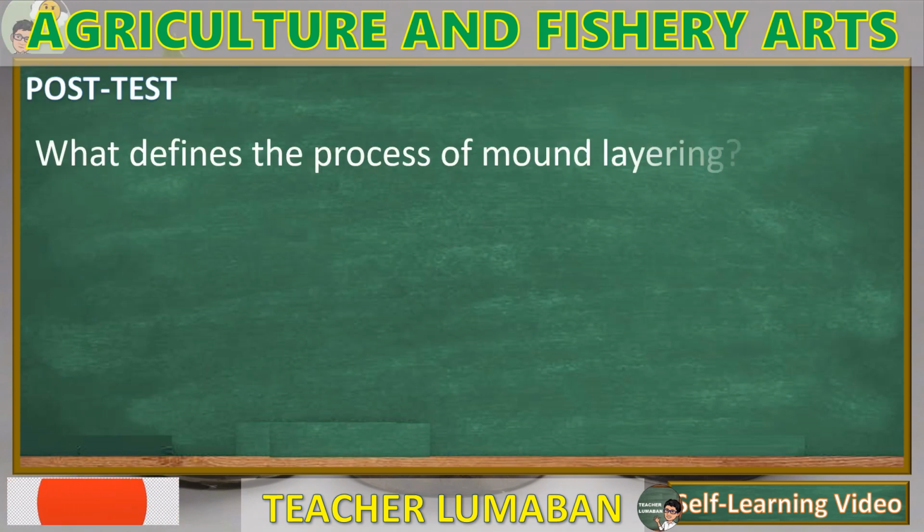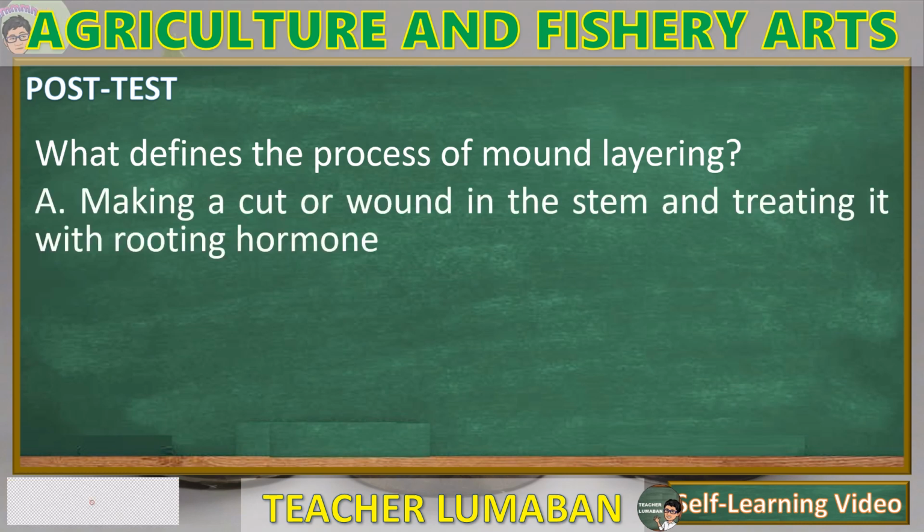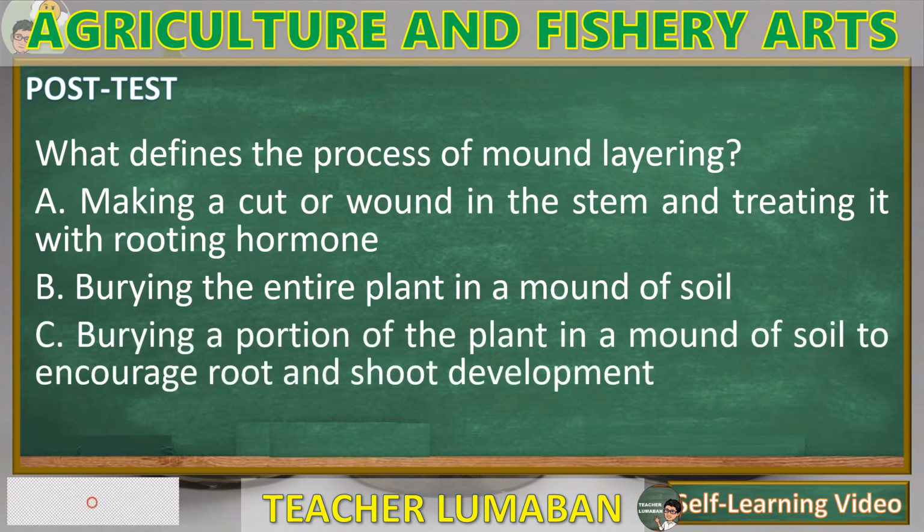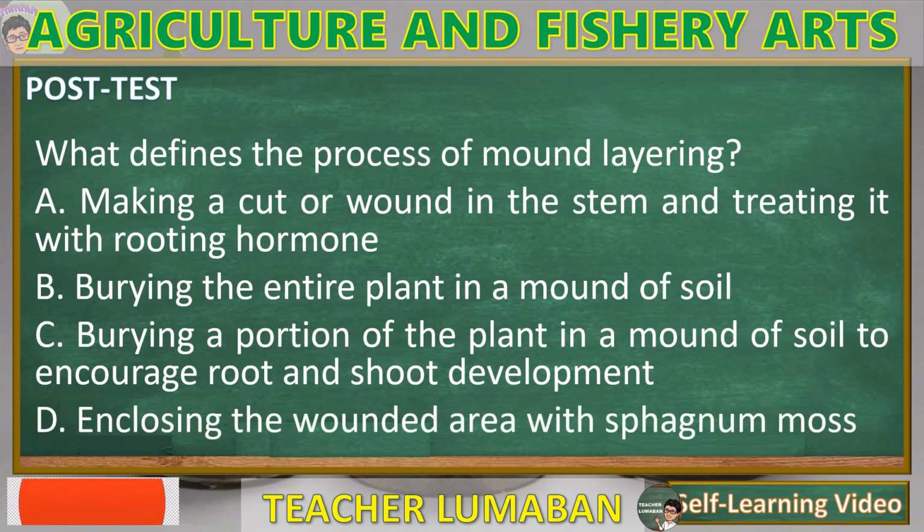What defines the process of mound layering? A. Making a cut or wound in the stem and treating it with rooting hormone. B. Burying the entire plant in a mound of soil. C. Burying a portion of the plant in a mound of soil to encourage root and shoot development. D. Enclosing the wounded area with sphagnum moss.